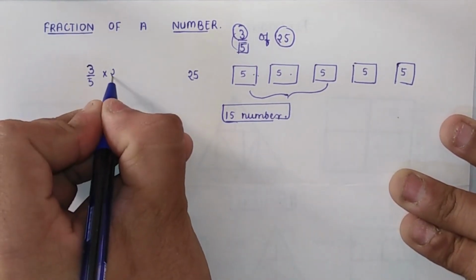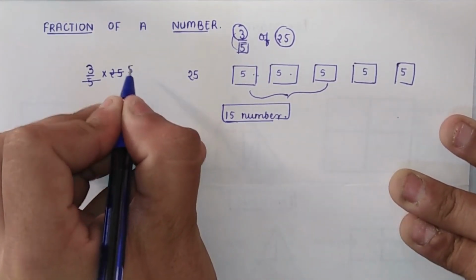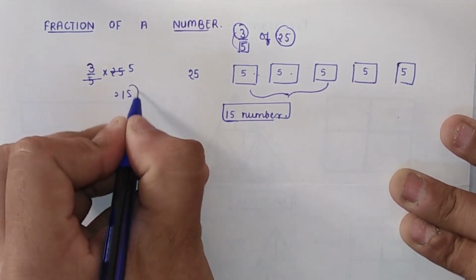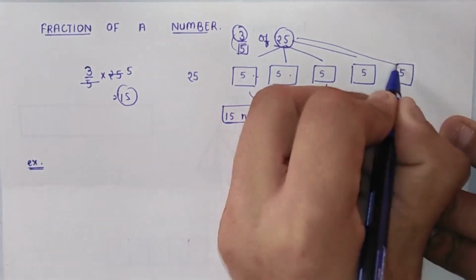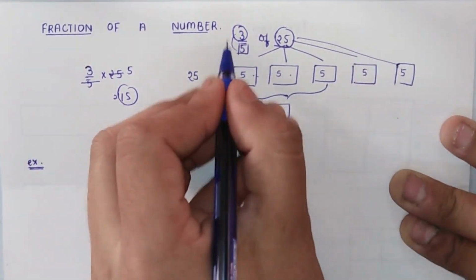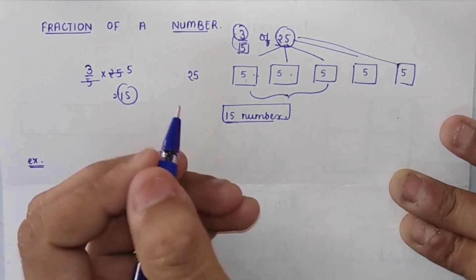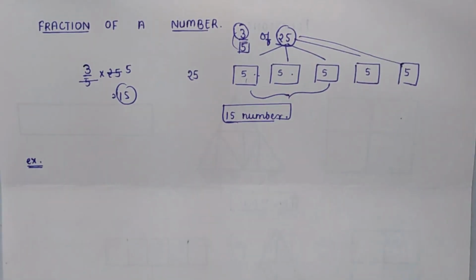3 by 5 multiplied by 25, we do it like this only: 5 times 3, we get 15. But here is how we get it. We divide 25 into 5 equal parts, and then from each equal part we select 3. So we have selected 3. This is how we get the fraction of a number.